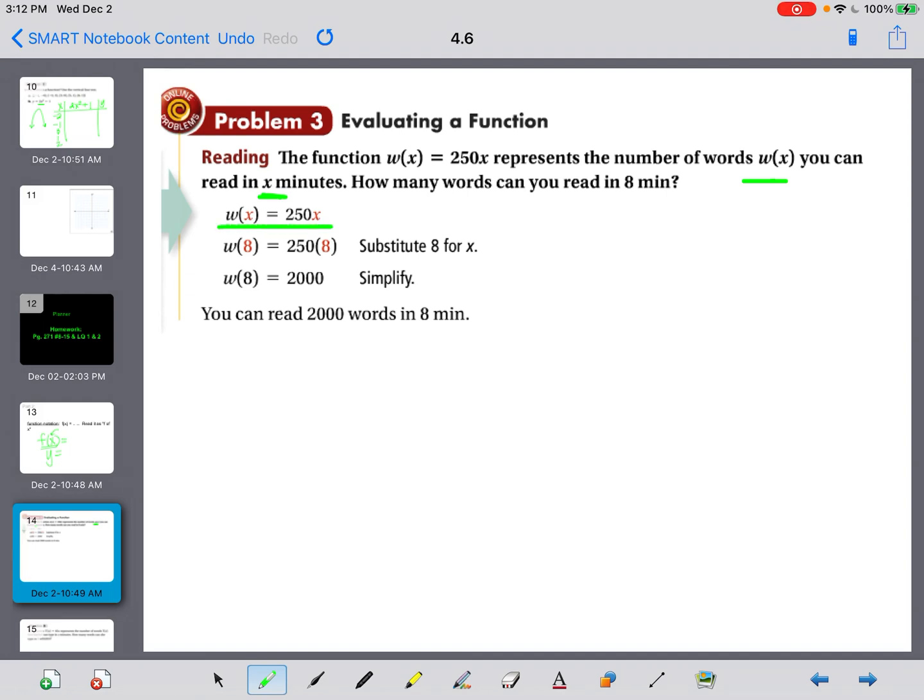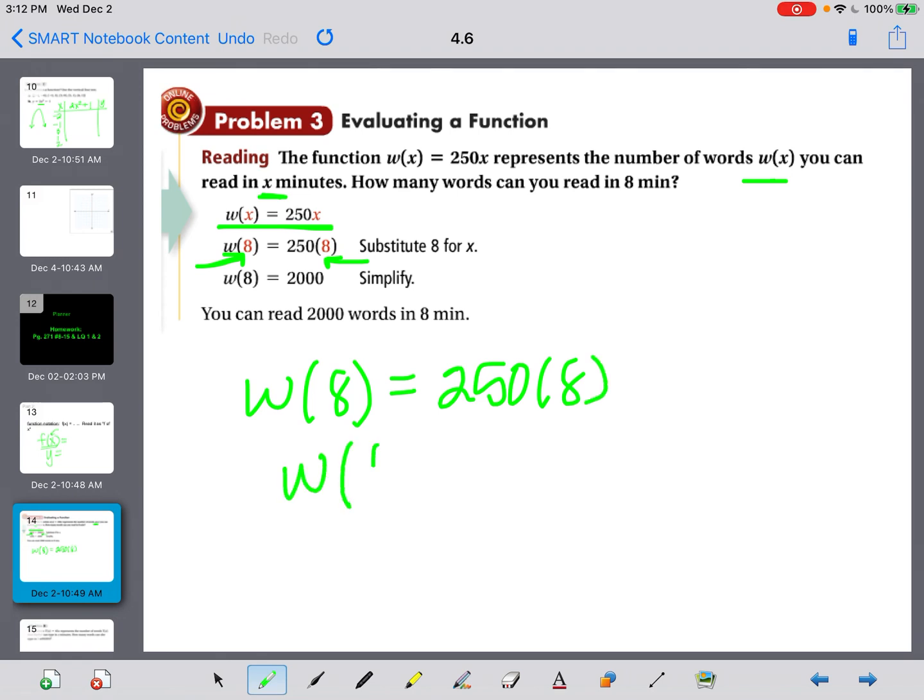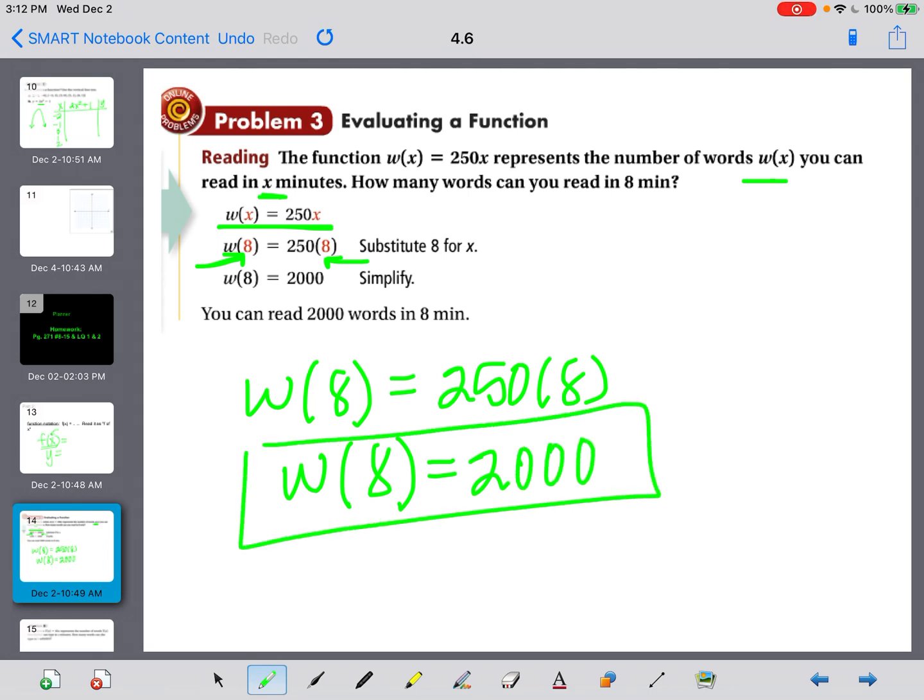So our function is right here. W of x equals 250 times x. You plug right here, that is where they're going to show you what they want you to plug in for your x. They want us to plug in 8. So our function of 8 is the same as doing 250 times 8, which tells us that after 8 minutes, we would type 2,000 words. So this is just a confusing way of doing something that you've already done.